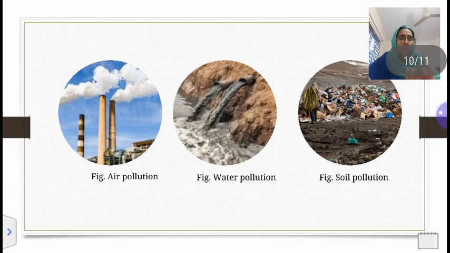Okay, here are some images: figure of air pollution, figure of water pollution, and figure of soil pollution. Here smokes emitting from chimneys of a brick field, black waste that drains out from industry and flows through water bodies. And then soil pollution: people throw garbage and waste here and there, and that is an example.